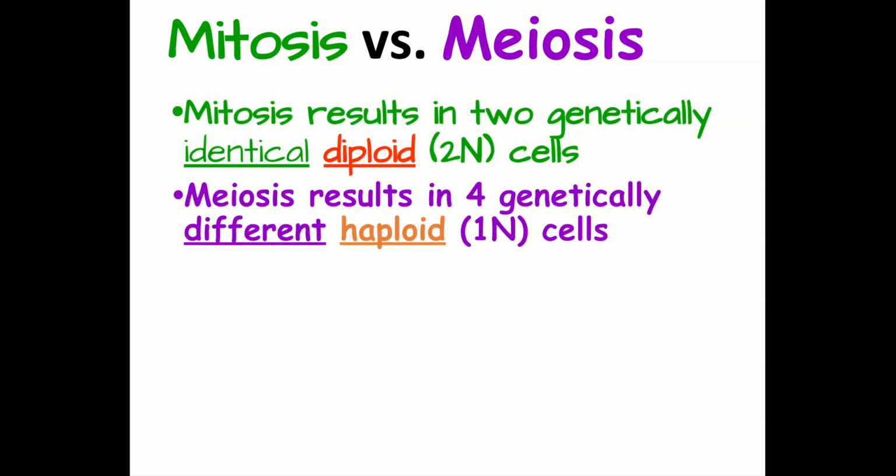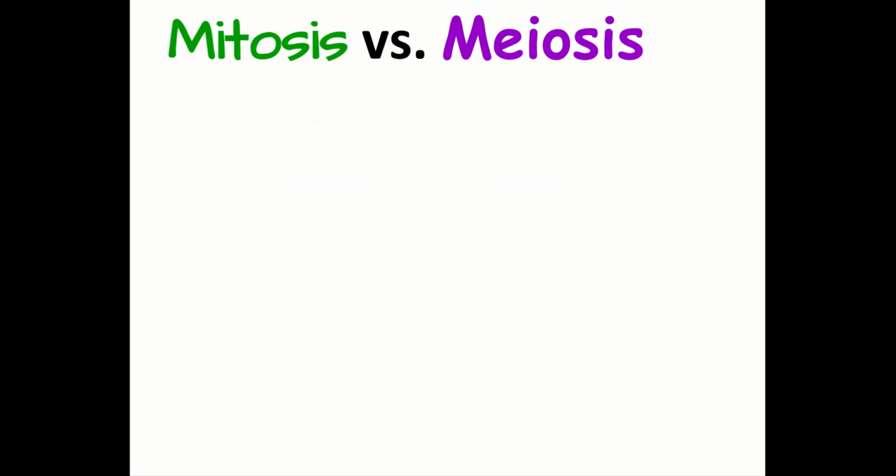Meiosis makes four cells and it makes four haploid cells that have 23 chromosomes in humans, because they're haploid. Different species have different numbers of chromosomes. So meiosis creates four cells, and they're all genetically different, and they're all haploid with half the number of chromosomes.